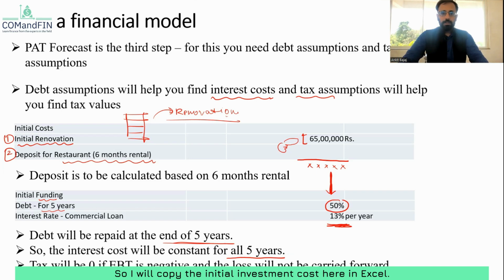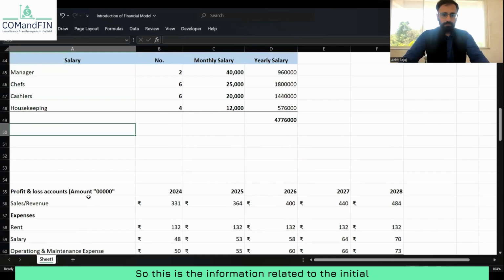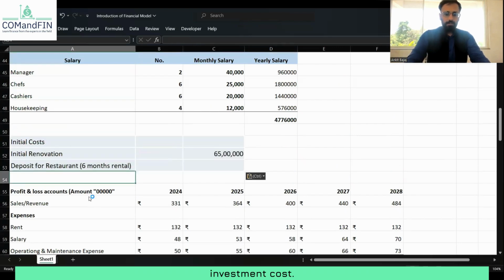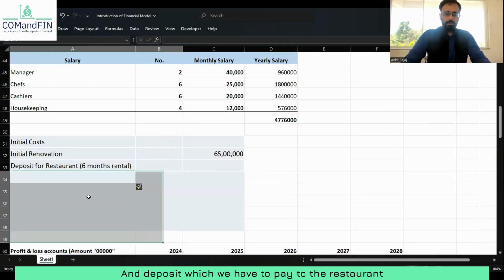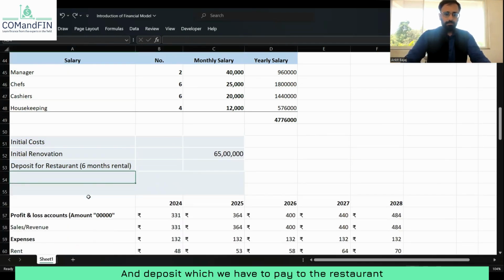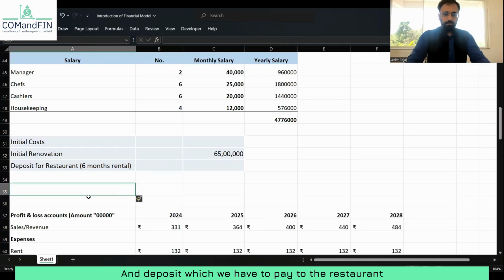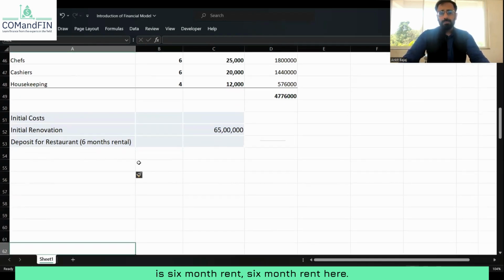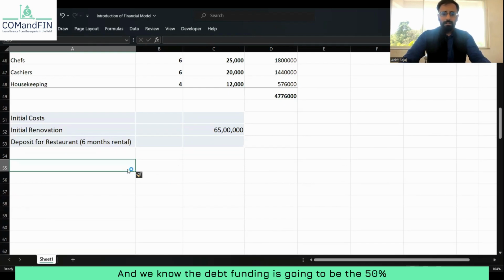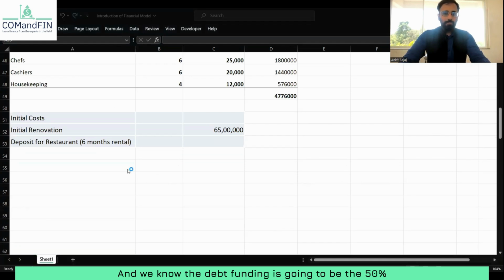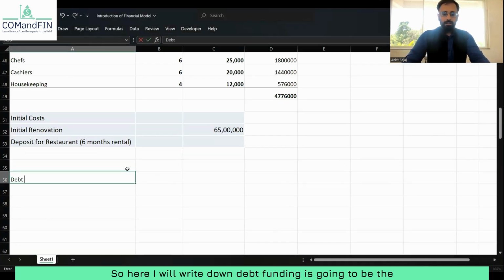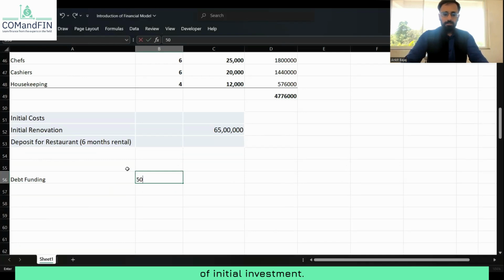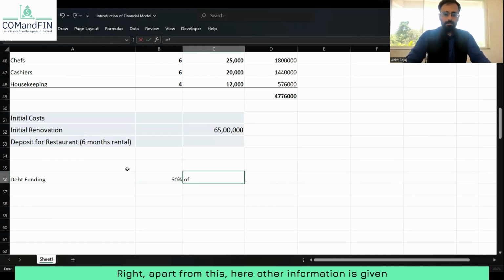So I will copy the initial investment cost here in Excel. This is the information related to the initial investment cost. And the deposit which we have to pay to the restaurant is 6 month rent. We know the debt funding is going to be 50% of initial investment. So here I will write debt funding is going to be 50% of initial investment.